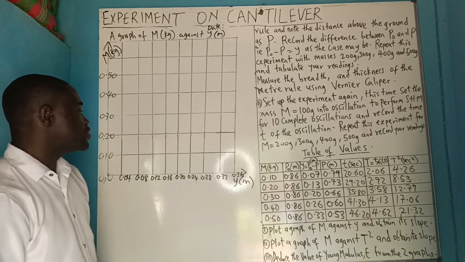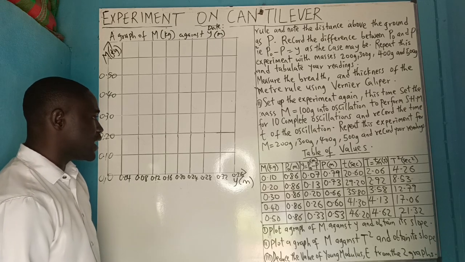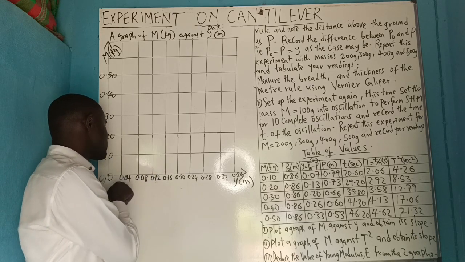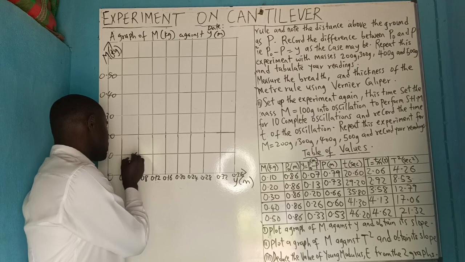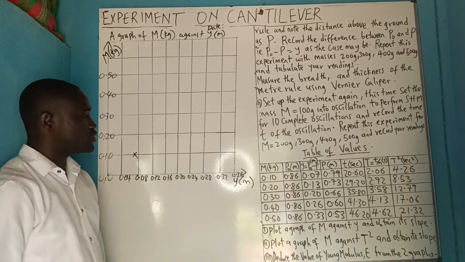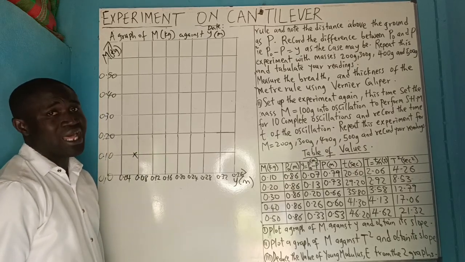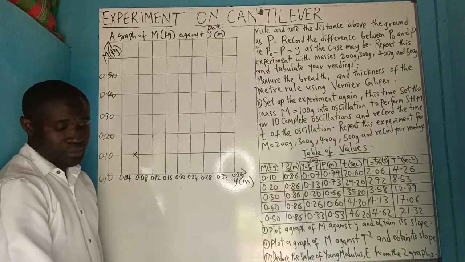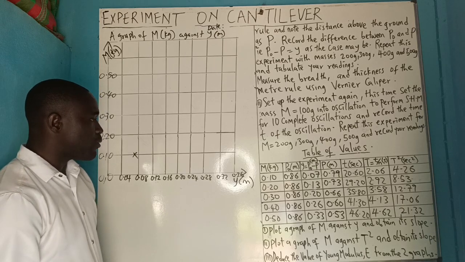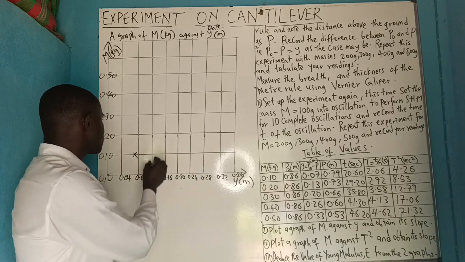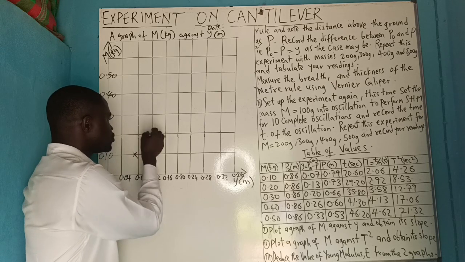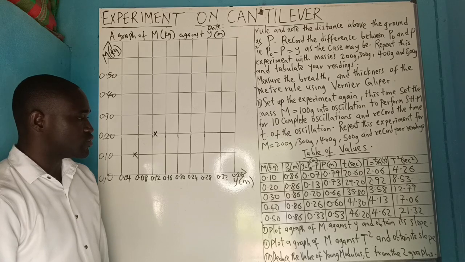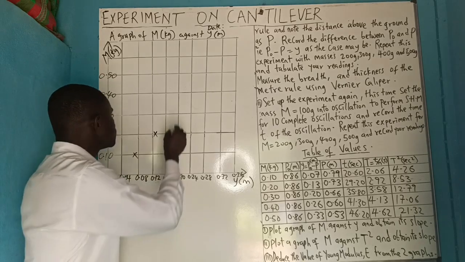We plot 0.1 against 0.7. 0.7 will be close to 0.8. So use your standard graph sheet and see that you trace it well and plot it, okay? 0.2 against 0.13. Look at 0.12, so 0.13 will be here. Then 0.3 against 0.2, that one is perfect.